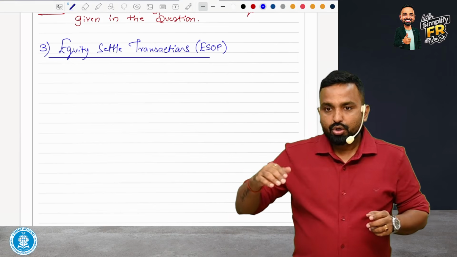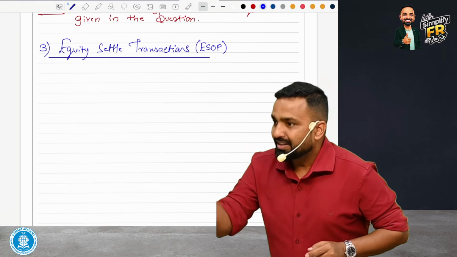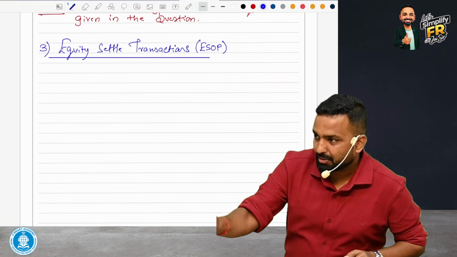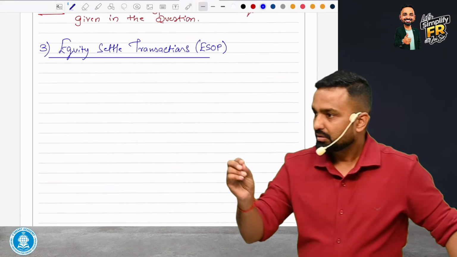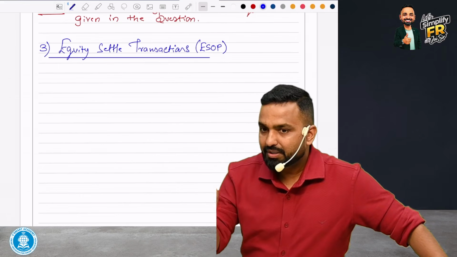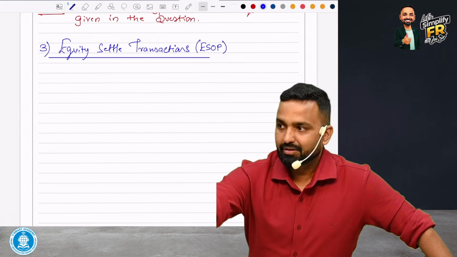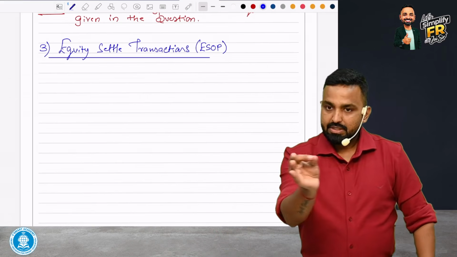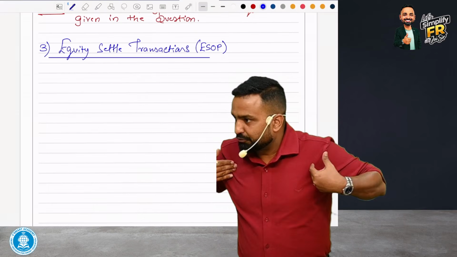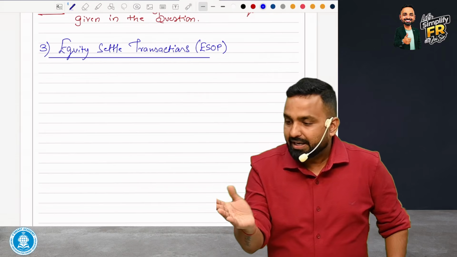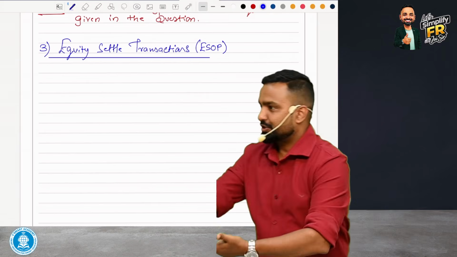I want you to create the entry, but before creating the entry, think about salary. Forget ESOP for the time being. What is the entry for salary if it is payable, not yet paid? Salary account debit to salary payable, from the company's point of view. And what is salary payable? Is it equity or liability? Liability, because it is to be paid in cash.